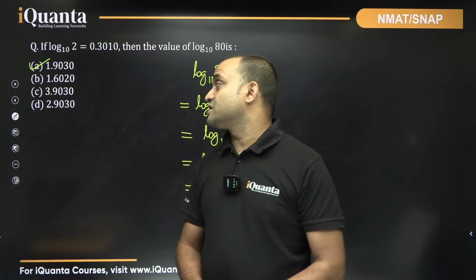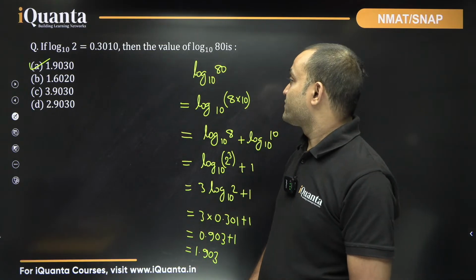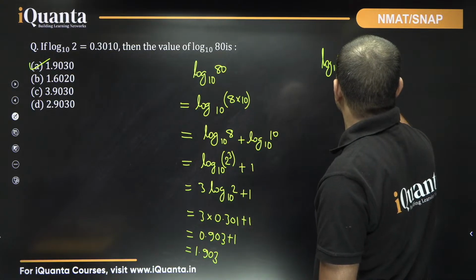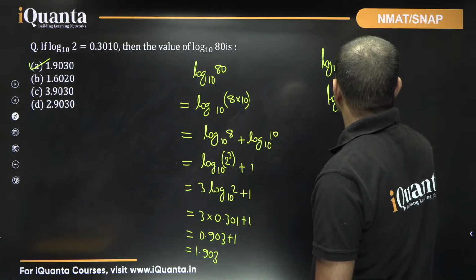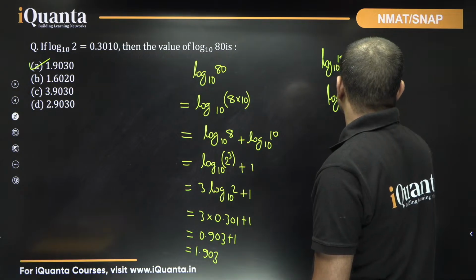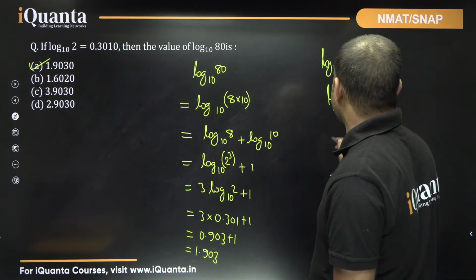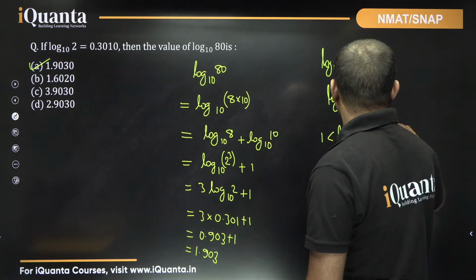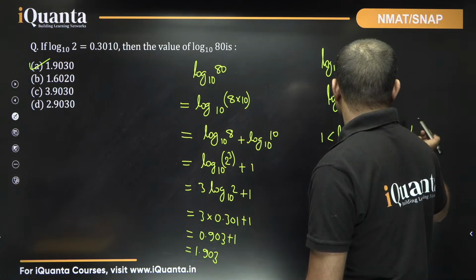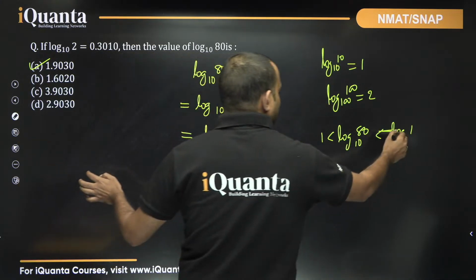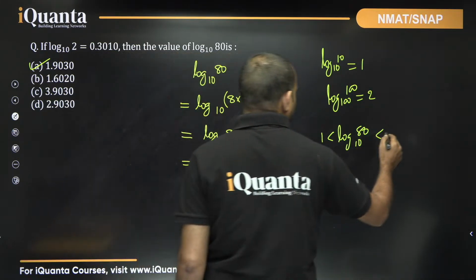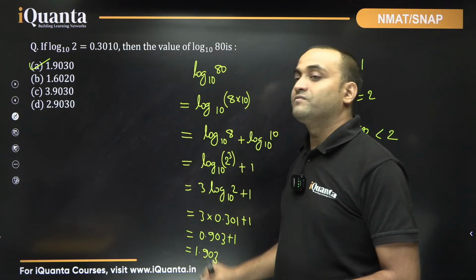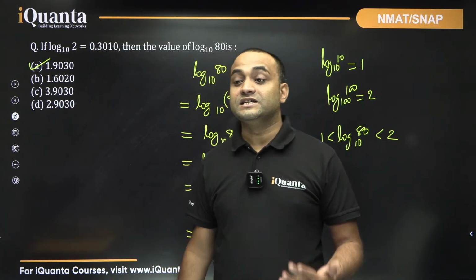Now, you can also use some elimination method here. See, log 10 to the base 10 is equal to 1, and log 100 to the base 10 is equal to 2, because 100 is 10 square. So, log 80 to the base 10 will be greater than 1, but it will be less than 2, right. It will be less than 2. But in this case, we have two options which are between 1 and 2. That is why we need to solve it and find the answer. Otherwise, it would have been an easy choice.